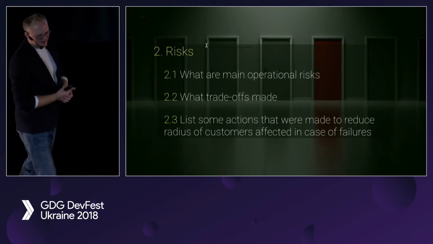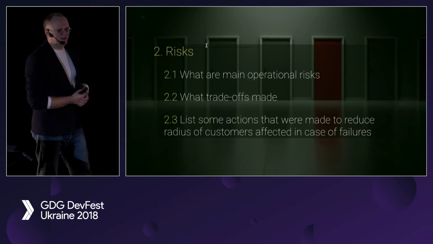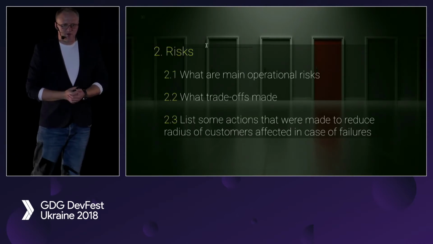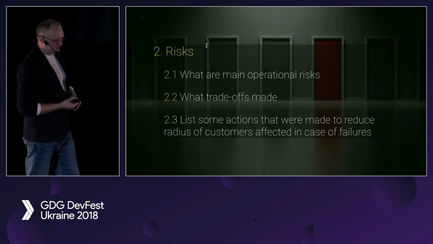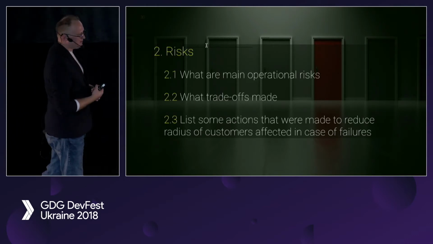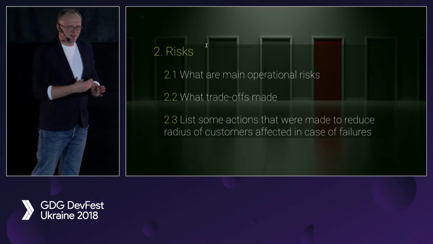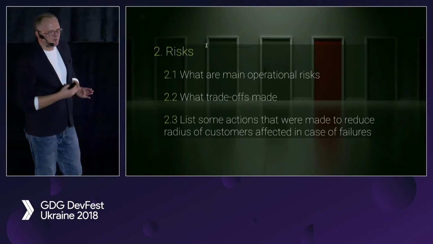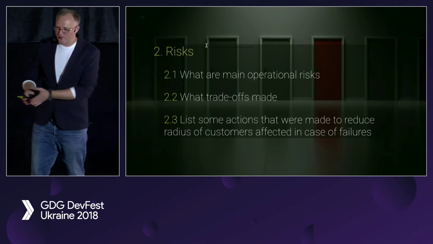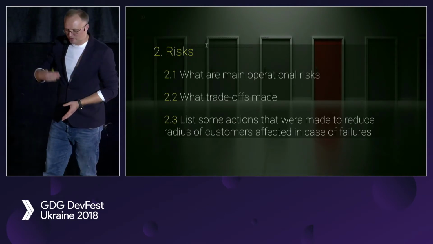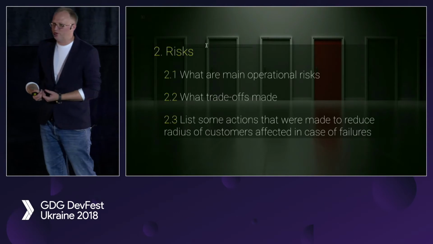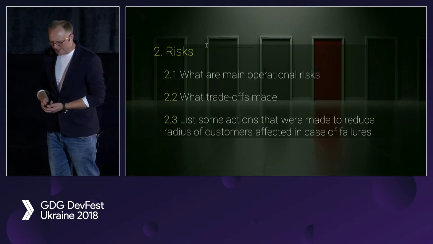Then you need to identify the risks. What are the operational risks? What can go wrong? And when you make some decision, you're making some trade-offs. So you think, okay, we will use this, but not this because of something. You should think about what you're losing when you're making some decision.